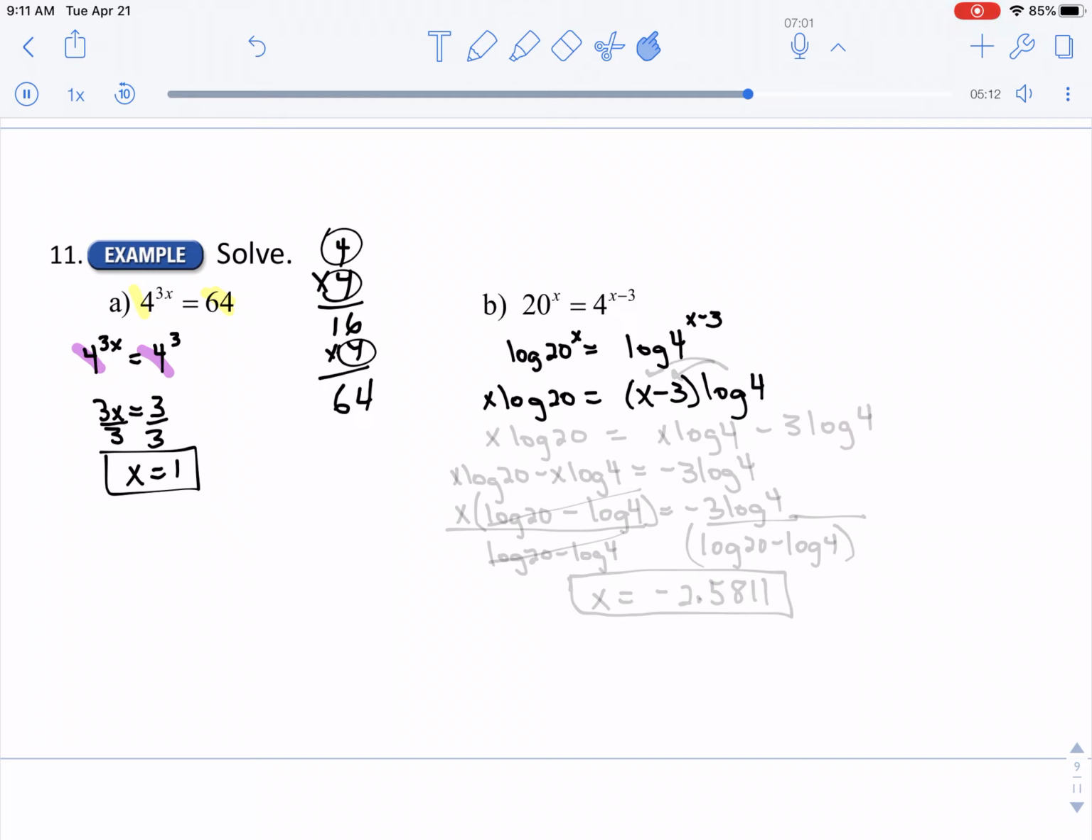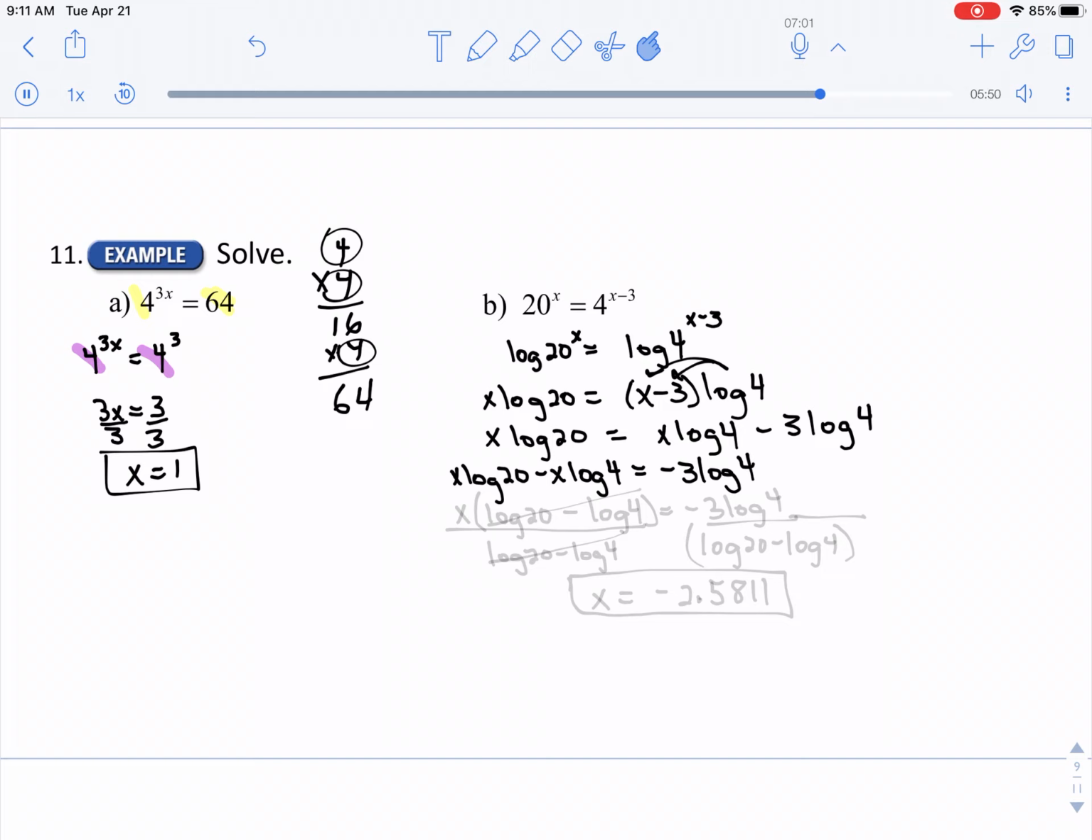Okay, now I want to distribute that log of 4. So I get x log 20 equals x log 4 minus 3 log 4. All right, now anything that has an x on it, I want on the same side. So I'm going to subtract x log 4 from both sides. So I get x log 20 minus x log 4 equals negative 3 log 4.